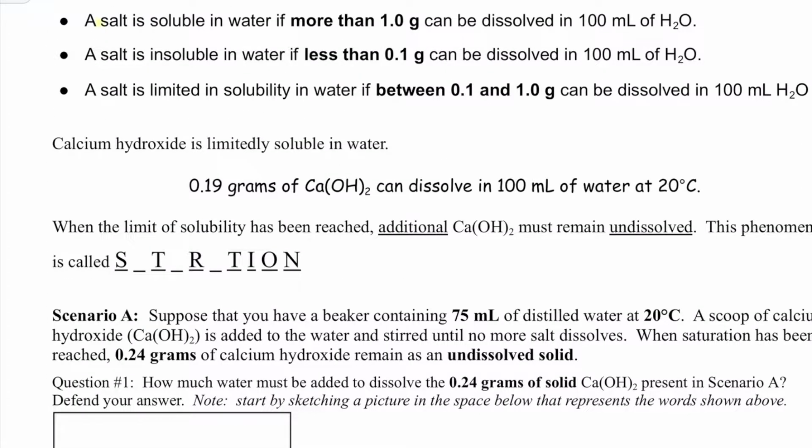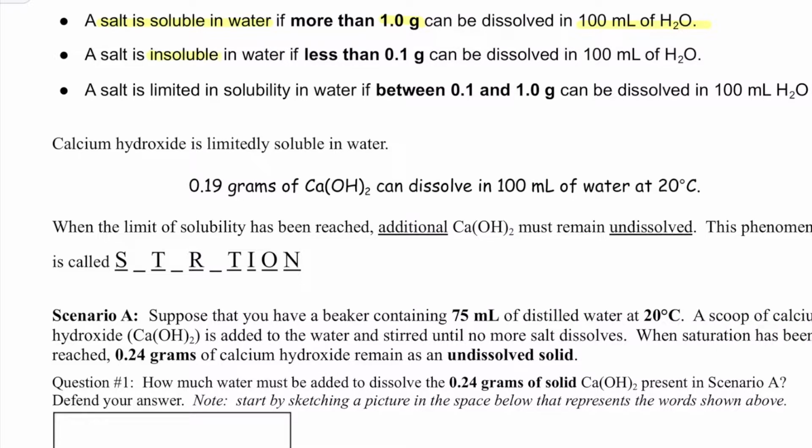A salt is soluble in water if more than 1 gram of that salt can be dissolved in 100 milliliters of water. Every soluble salt has a different limit, as in maybe it can do a lot more than 1 gram, maybe it can do 1 gram, but generally anything that is over or equal to 1 gram dissolving in 100 milliliters is considered soluble.